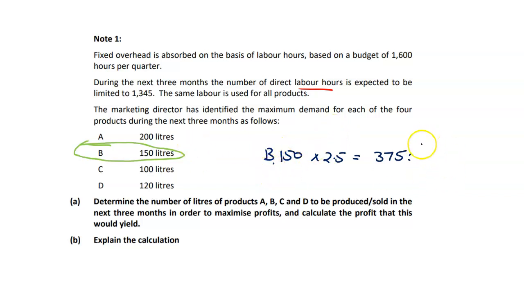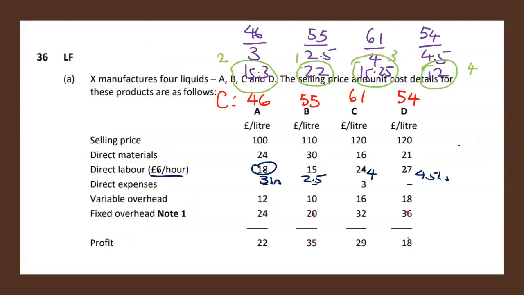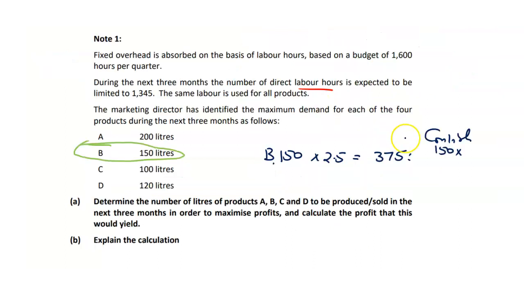I'll use this space. I can also, from here, straight away put here contribution. The contribution as a result of B is 150 times its contribution, which we calculated as 55. So 150 times 55, and that's 8,250. So here's my contribution heading.